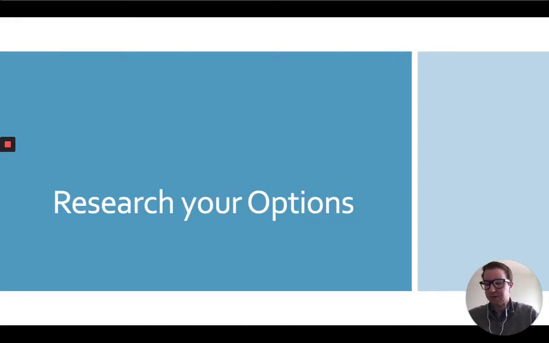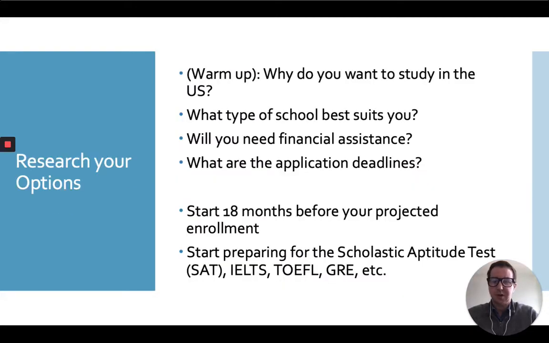One of the main things you want to do when you start your journey to studying abroad is to research your options. So think about this for a moment. Why is it that you want to study in the US? Is there something specific about it? What type of school best suits you? Are you more interested in an institution that deals mainly with law or with medicine, or maybe you're just not sure yet?